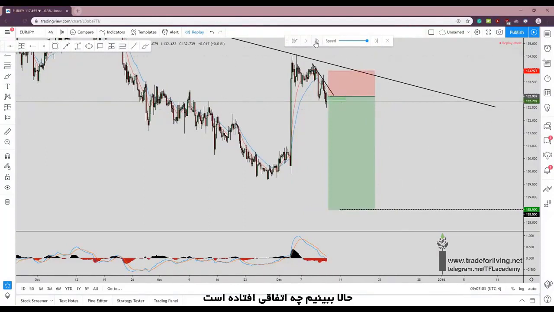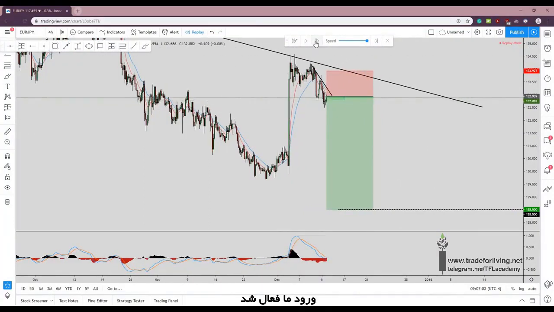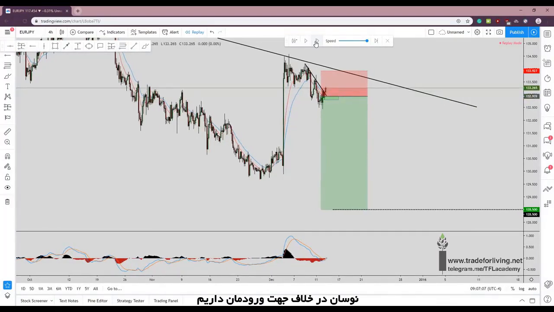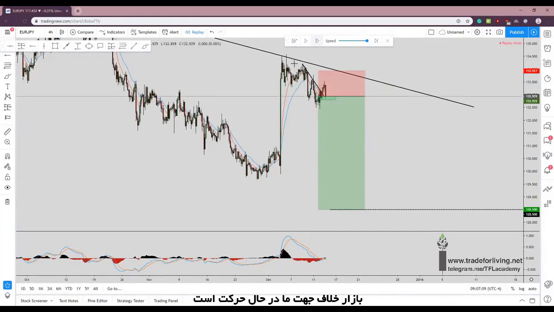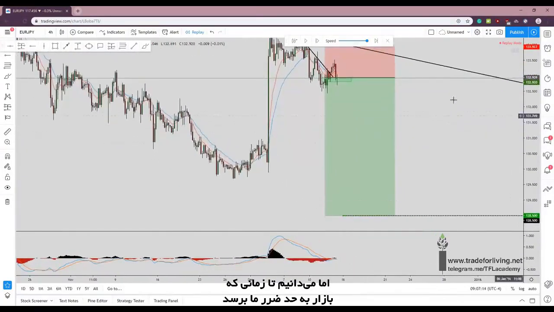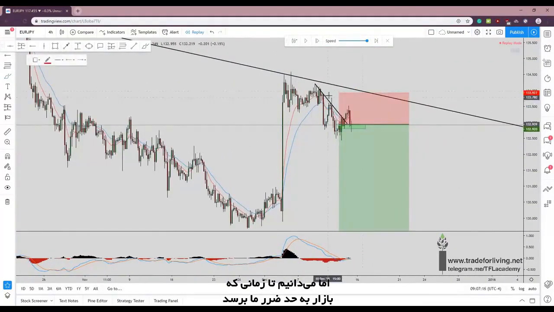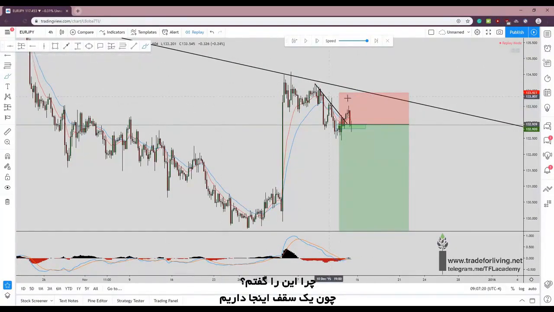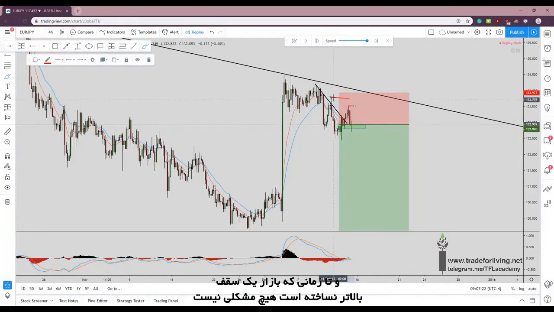Now let's see what happened. The market already triggered our order. We have a slippage against us. The market is moving against us, but we know that until the market goes to our stop loss, basically above this high, the market is still in a bearish trend. Why do I say this? Because we have a high here, and until the market creates a higher high, we will be perfectly fine.